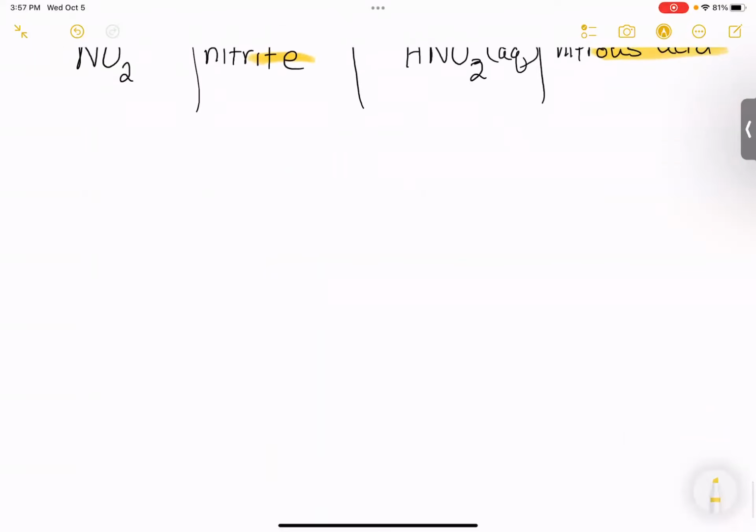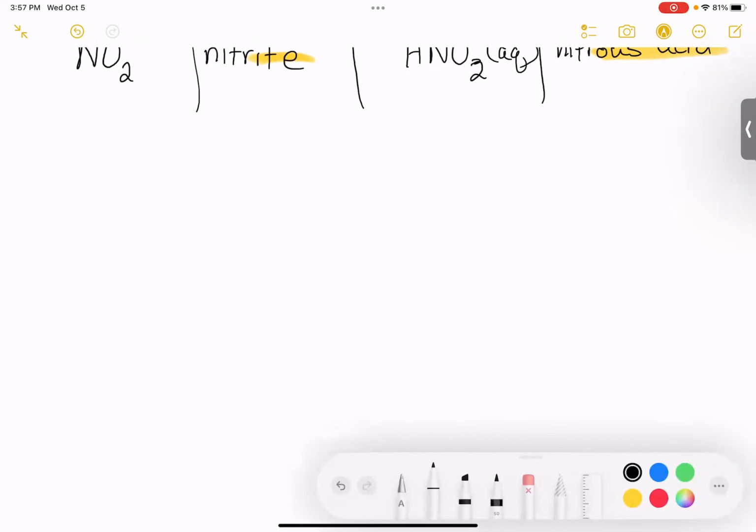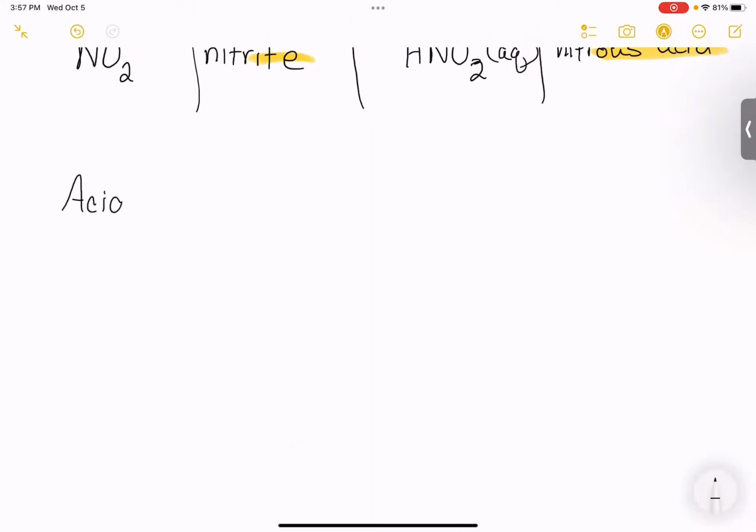So just a quick summary of the acids. Basically, it's all based off of the anion. IDE, the name of the acid is hydro-ic acid.